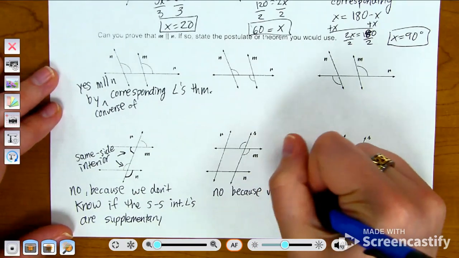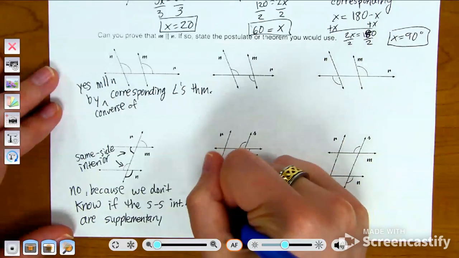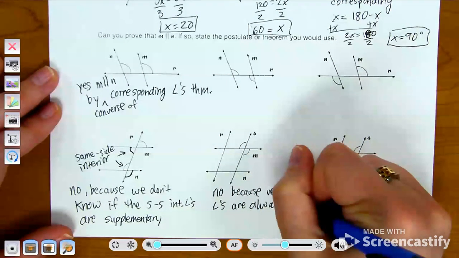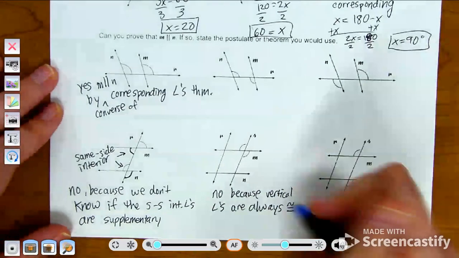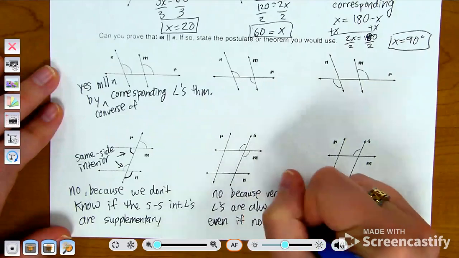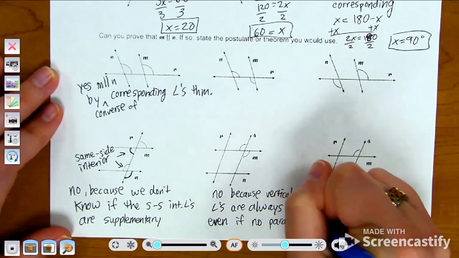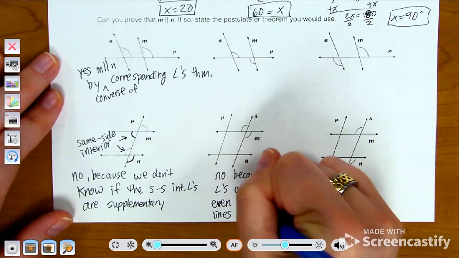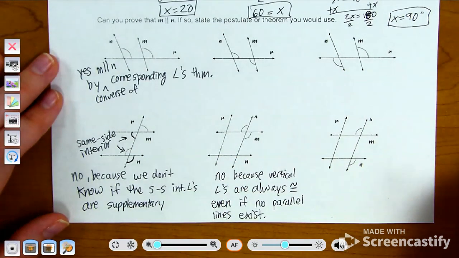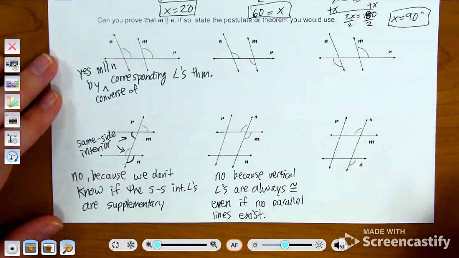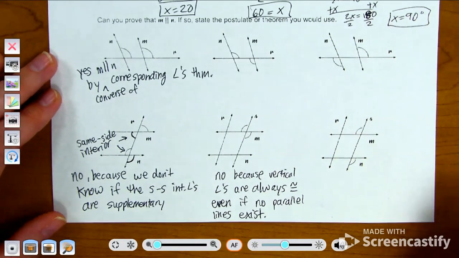So no, because vertical angles are always congruent, even if no parallel lines exist. You can check the rest of the answers to the other 3 diagrams with the answer key that's posted in Google Classroom.